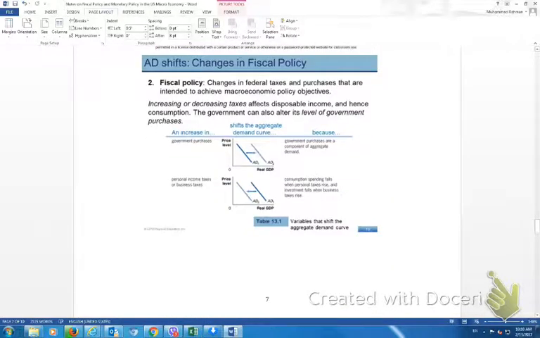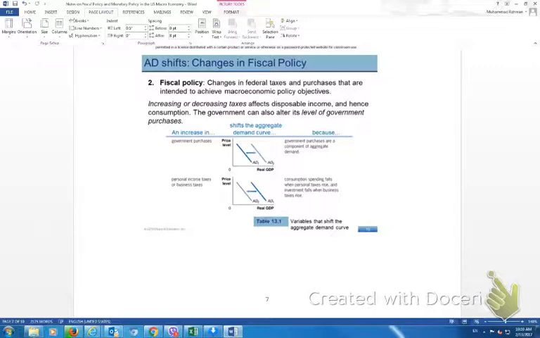To begin with, we can think about the first one, which is an increase in government purchase. Now, G is a direct component of aggregate demand or GDP. So whenever G goes up, your aggregate demand shifts to the right. The effect of taxes is much more complicated in affecting aggregate demand.